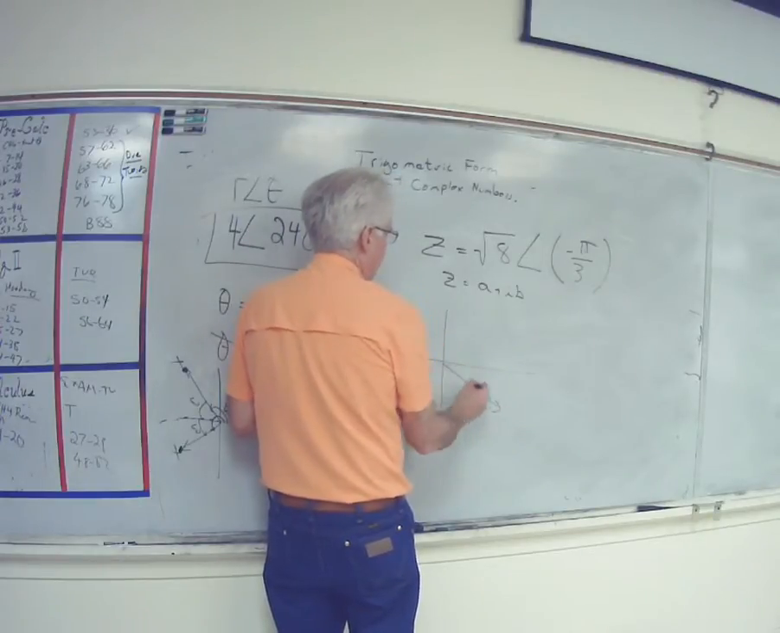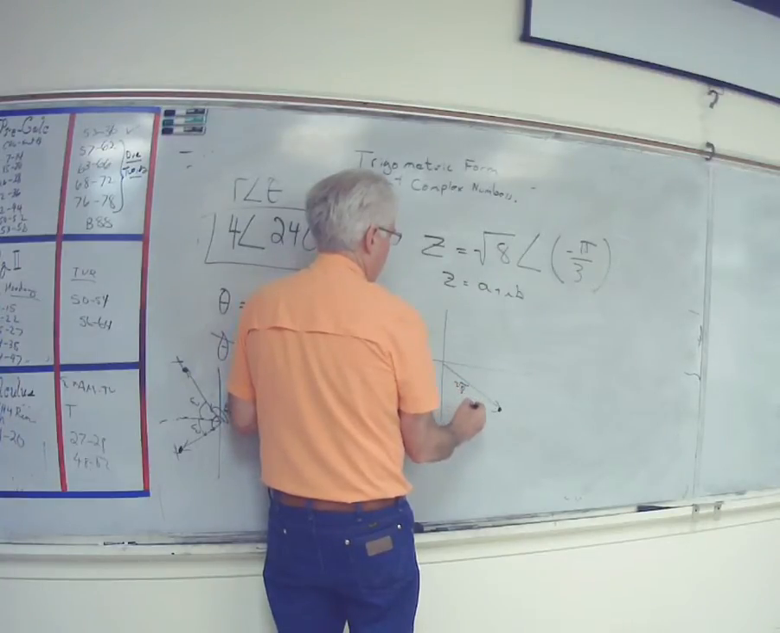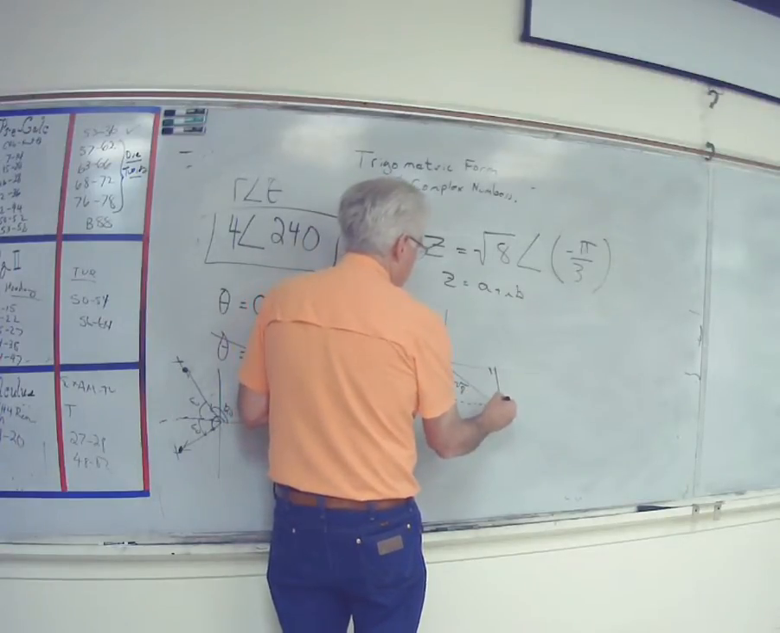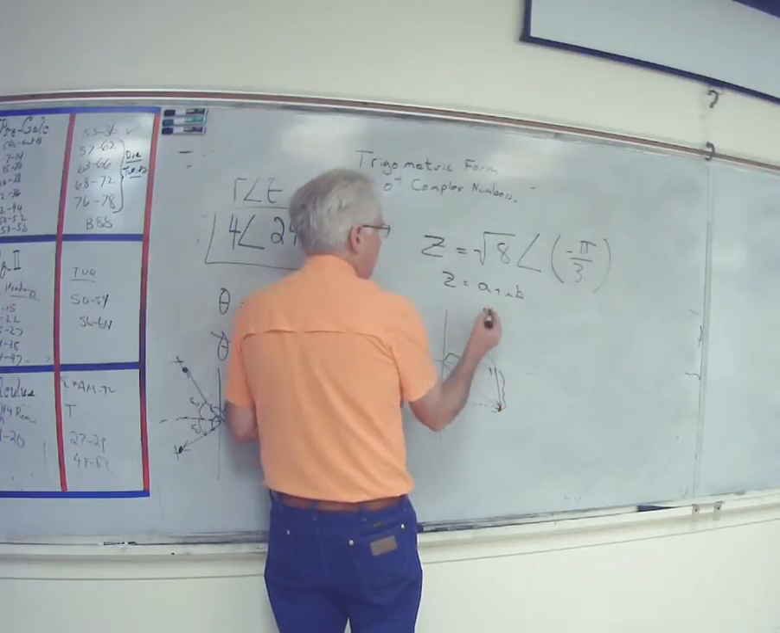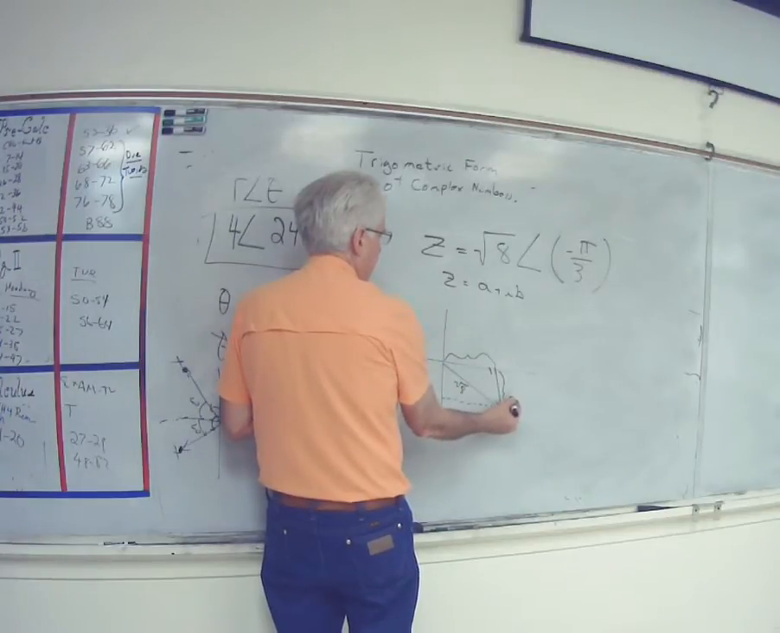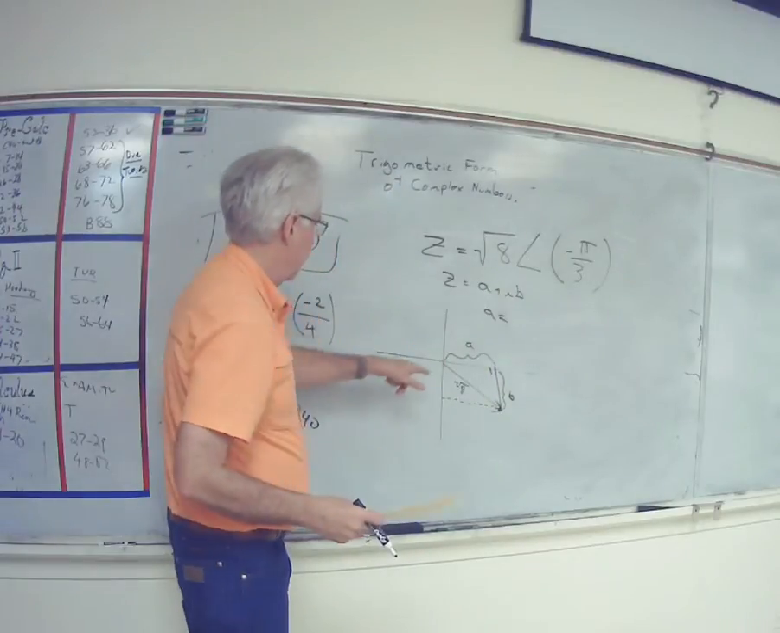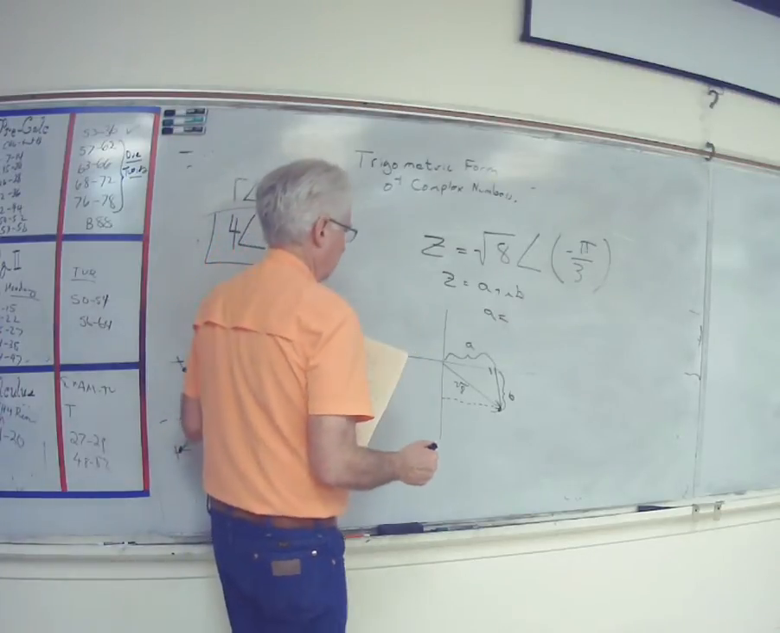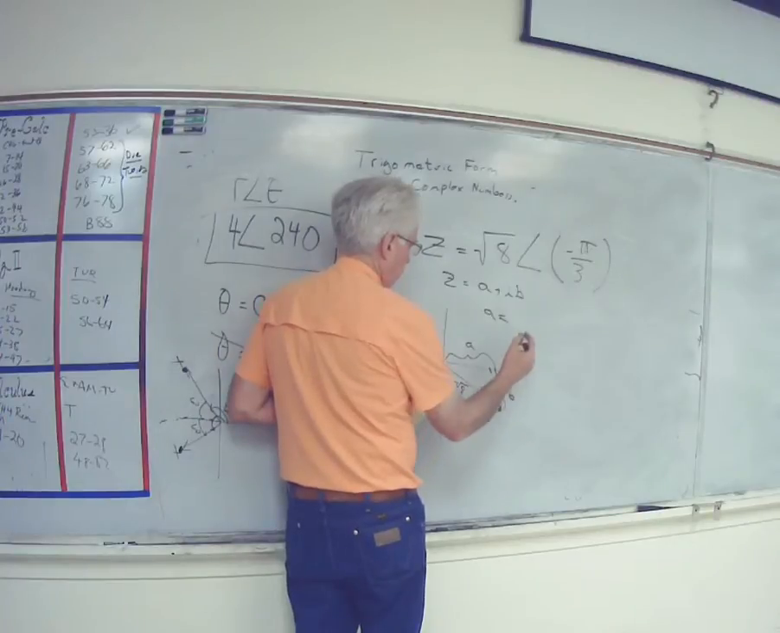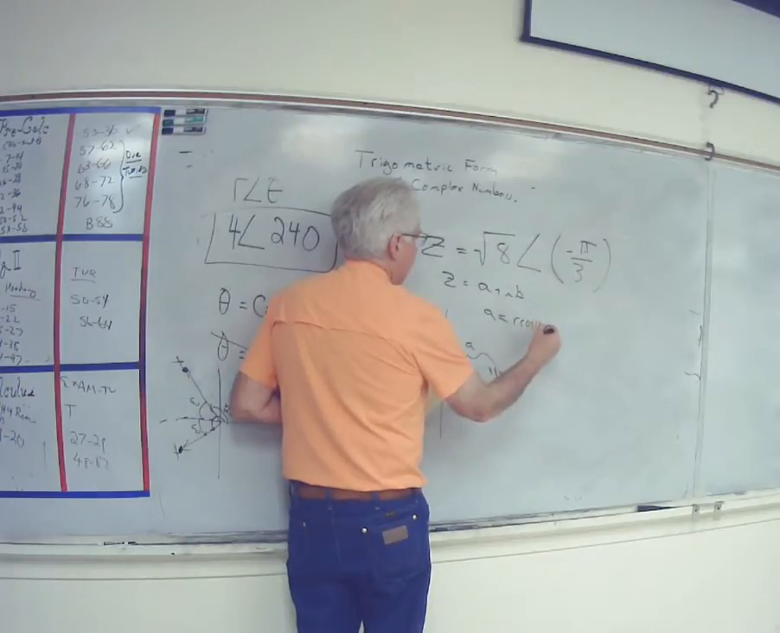And then what is the magnitude of the vector? The square root of 8. Square root of 8, right? And so what I need is this side, and I need this side. This side is what, A or B? That's B, and this is A. So A is equal to what for this triangle? R cosine of theta.